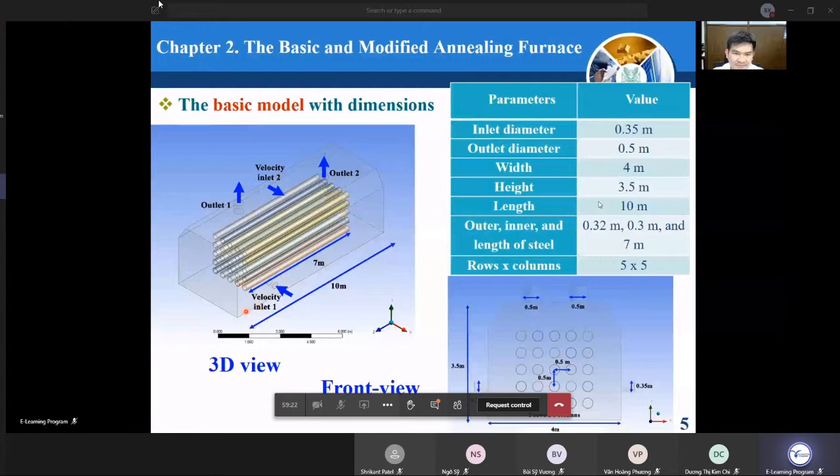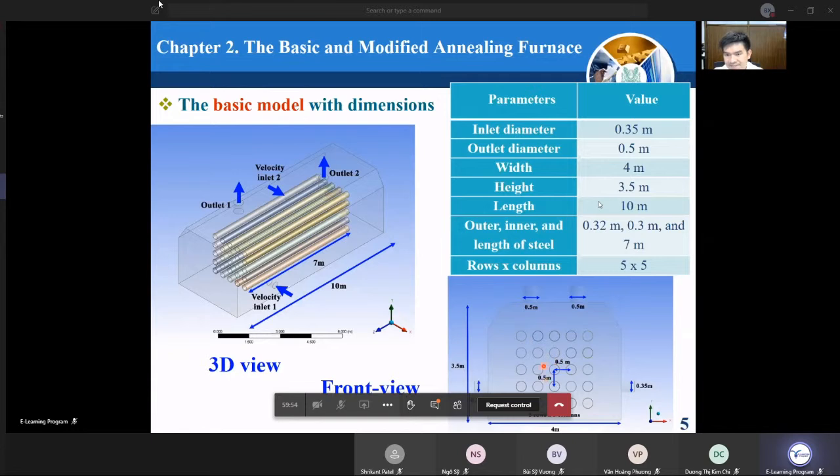The furnace has the dimensions shown here. The length is 10 diameters, and this is the 3D view, and this is the front view. The furnace height is 3.5 meters, and the furnace width is 4 meters, and the velocity inlet port is around 0.35 meter, and the pitch range is around 0.5 and 0.5.